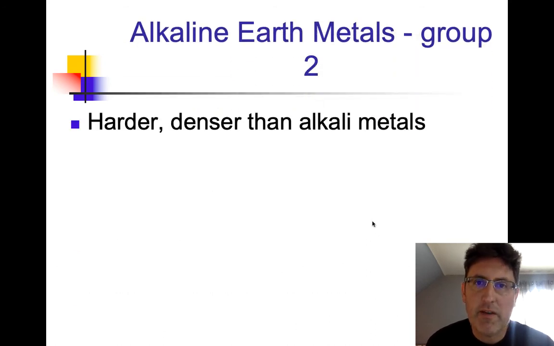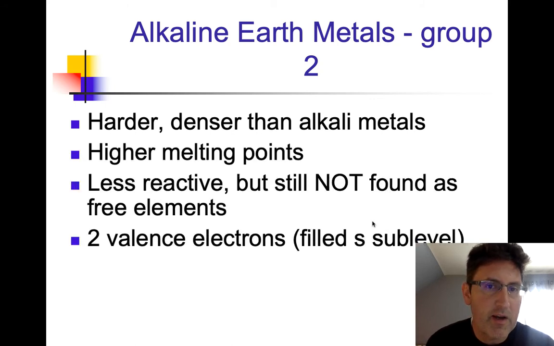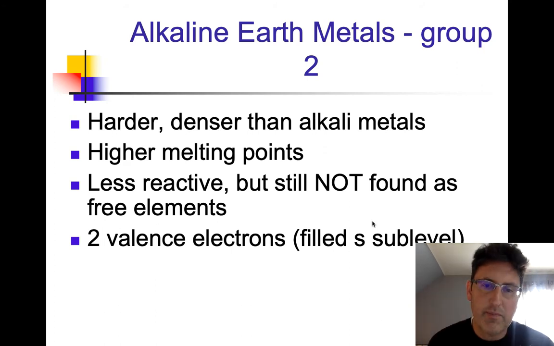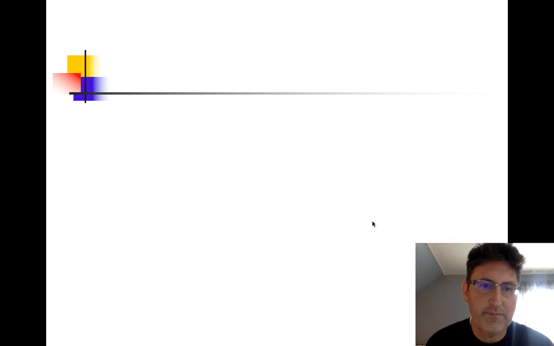Okay, the next group are the alkaline earth metals. Those are group 2. Okay, they are harder, they are more dense than the alkali metals, they have higher melting points. They are less reactive because now they have 2 valence electrons, not just 1, but they're still not found as free elements. This is like beryllium, magnesium, calcium, strontium, barium. They're still combined already with other non-metals. If you would find them, they have to be mined, and then they would be separated if you needed the pure element. They have 2 valence electrons. As you can see, that's a filled S sublevel. Remember, the S can hold 2 electrons, and it is filled.